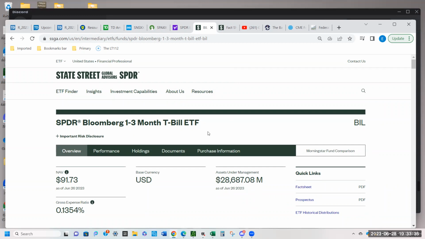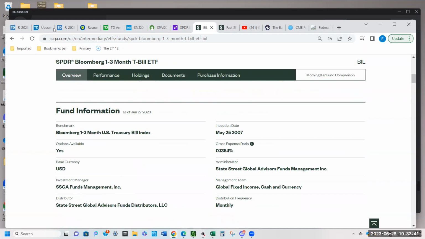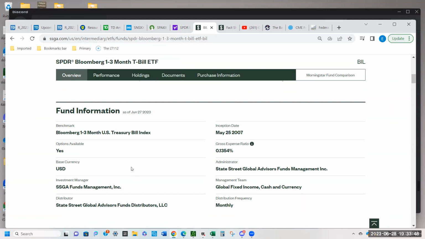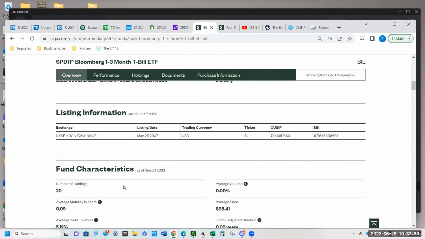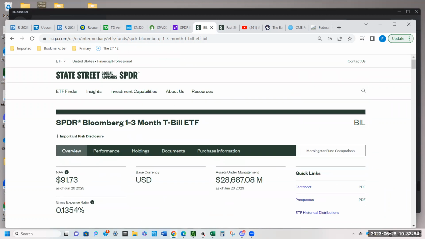So if you're at Tasty, or anywhere, and you just want to quickly and without the headache of this auction business, either the primary or secondary, we didn't do the secondary, we'll go back into that in a little while, you can just type in BIL, click on the button and buy some. Now the price is $91.73. Don't let that intimidate you. If you have $91.73, you can buy 1 share of this thing and earn the rate of return. So it's just a number. Don't let it intimidate you.